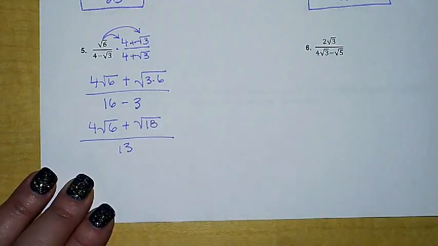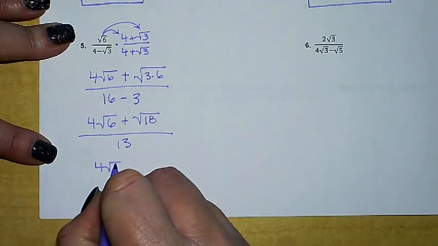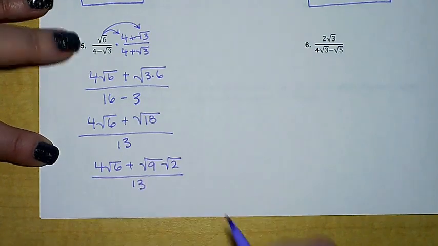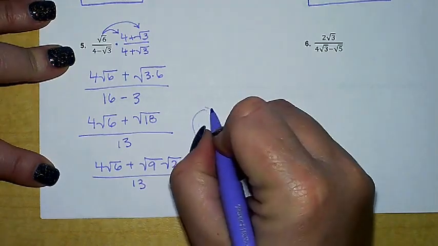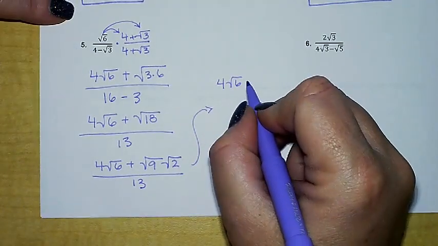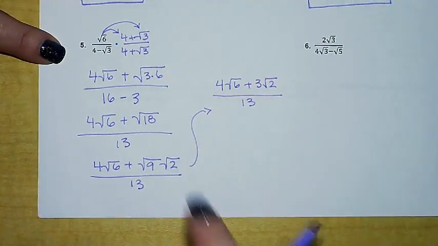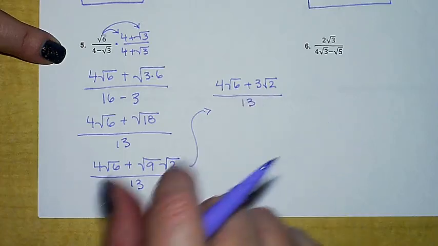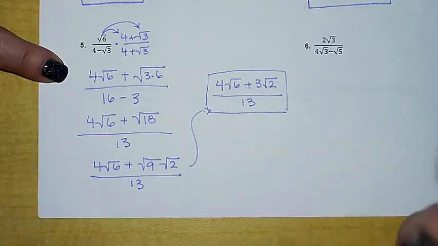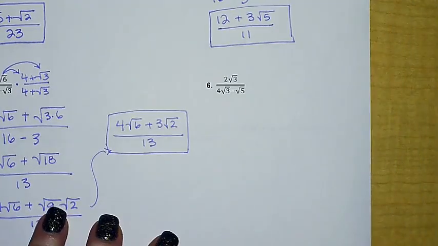Well, I know we're not quite done because this is not in its most simplified form. So I'm going to keep on going. I have 4 times the square root of 6 plus the square root of 9 times the square root of 2 over 13. That will simplify to 4 times the square root of 6 plus 3 times the square root of 2 over 13. We cannot do anything with these because these radicals are different. That is our simplified answer. Go ahead and do number 6. Come back and check your answer.